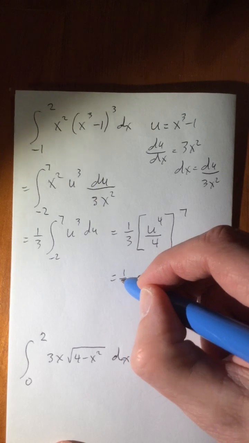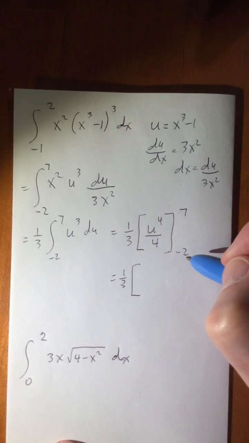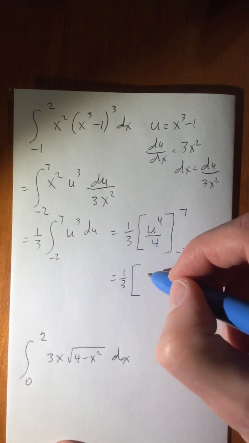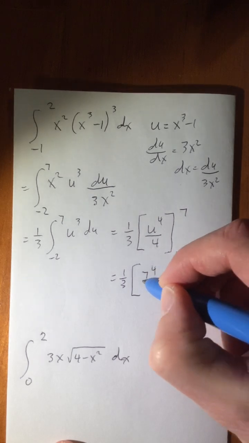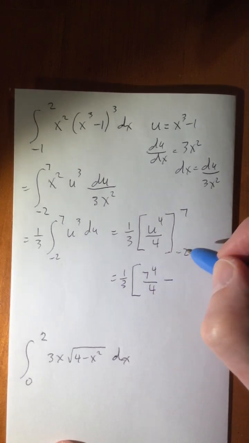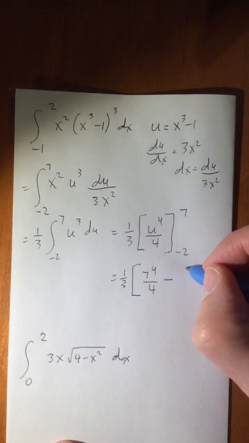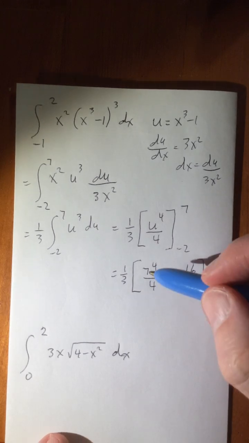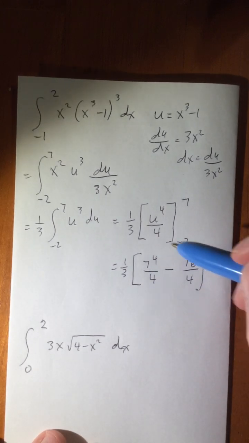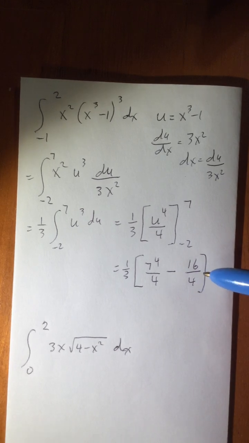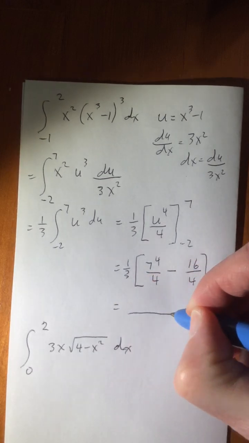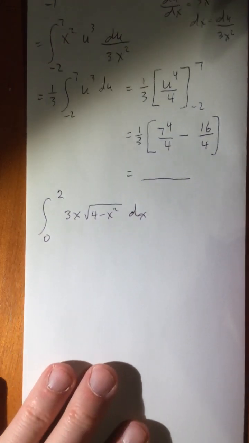And so we're just going to plug in -2 here and 7. So we got 1/3, square bracket, plug in the 7 first. So 7 to the 4th power over 4, and we're going to subtract -2 to the 4th power, which is 16. 16 over 4, which of course is just 4. So 7 to the 4th minus 16, all of that over 4, multiply that by 1/3, and that is your final answer. So whatever that comes out to be, not gonna chew up time to do that.